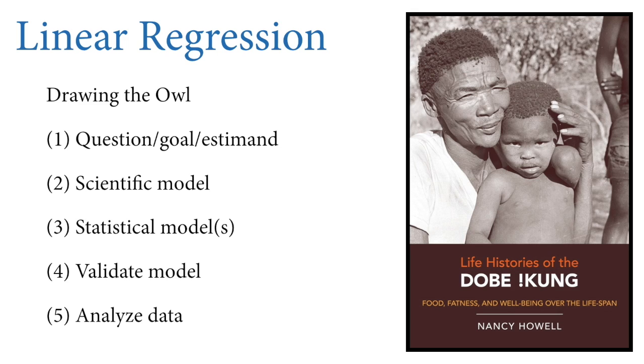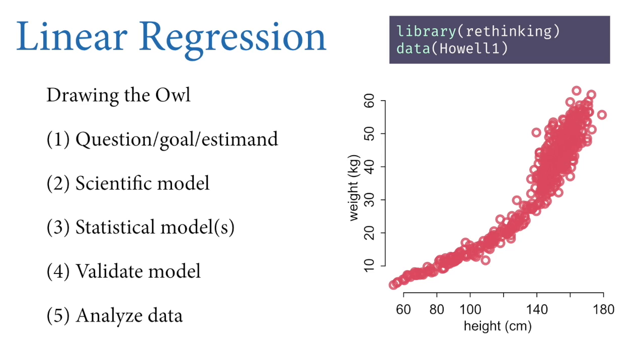And the data example I want to use comes from this book pictured on the right, Life Histories of the Dobe !Kung, by Nancy Howell. Nancy Howell is an anthropological demographer who worked in the Kalahari for a couple decades, I think, and collected really fantastic data sets on growth and nutrition and life history of these native Kalahari peoples, the Dobe !Kung. And I have added parts of these data to the Rethinking package that you can load, and we're going to work with a data set called Howell1.